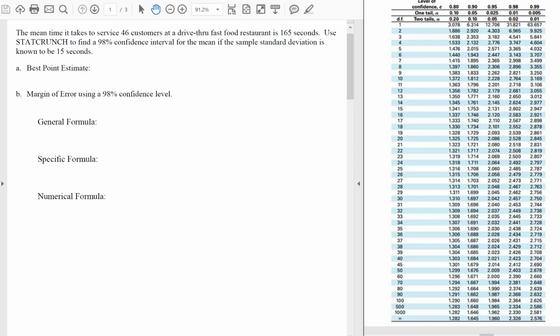In order to find a confidence interval, we need two things: the best point estimate and the margin of error. The best point estimate in this case, since we're determining the confidence interval for a mean, is the sample mean. So in this case, our sample mean, x bar, is going to be 165 seconds. Next, the margin of error we have to determine using a 98% confidence level.